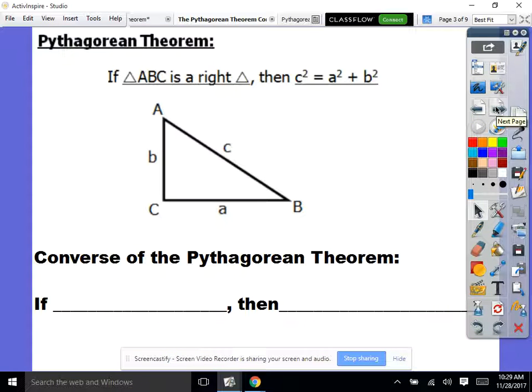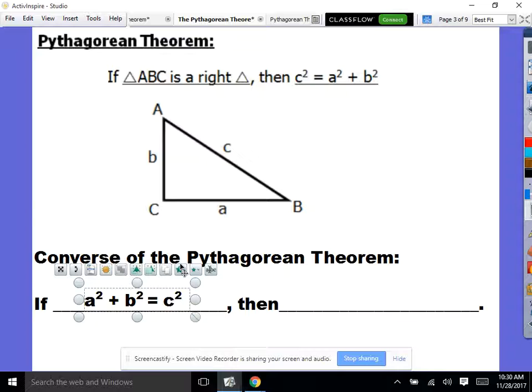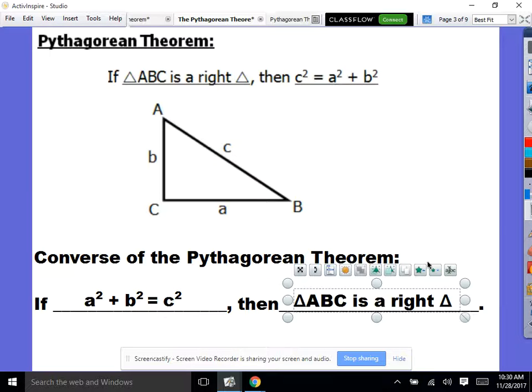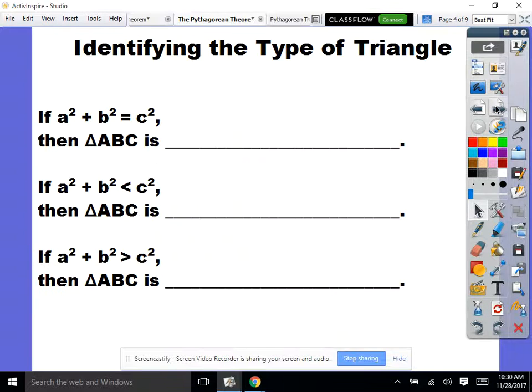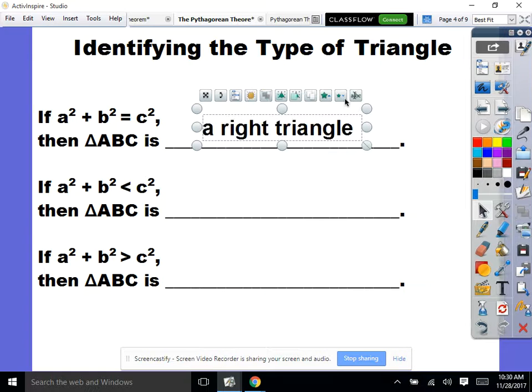The Pythagorean theorem states that if triangle ABC is a right triangle, then c squared equals a squared plus b squared, or a squared plus b squared equals c squared, where C is your hypotenuse, and A and B are the legs of that right triangle. The converse of the Pythagorean theorem says that if a squared plus b squared equals c squared, then triangle ABC is a right triangle. You'll need to write that down.